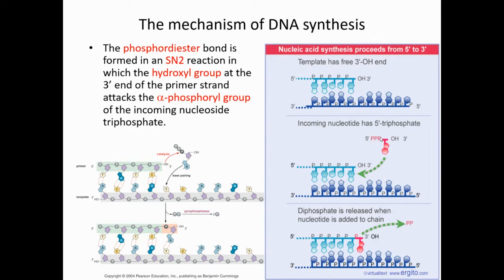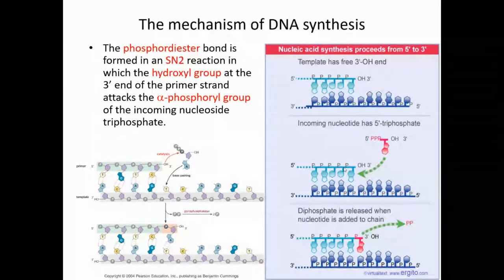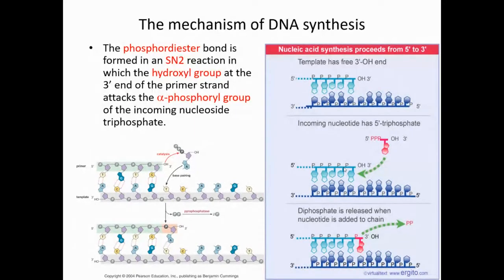And this reaction is called an SN2 reaction. When they attack this alpha phosphate, they will release the pyrophosphate, PPi. It will be released, and then they will form this phosphodiester bond. Remember this process. This process is extremely important, especially later on when we discuss DNA sequencing, all the sequencing technology based on this principle. So this is the mechanism of DNA synthesis. Remember, you need the hydroxy group to attack the alpha phosphate, release the pyrophosphate, and form this phosphodiester bond.